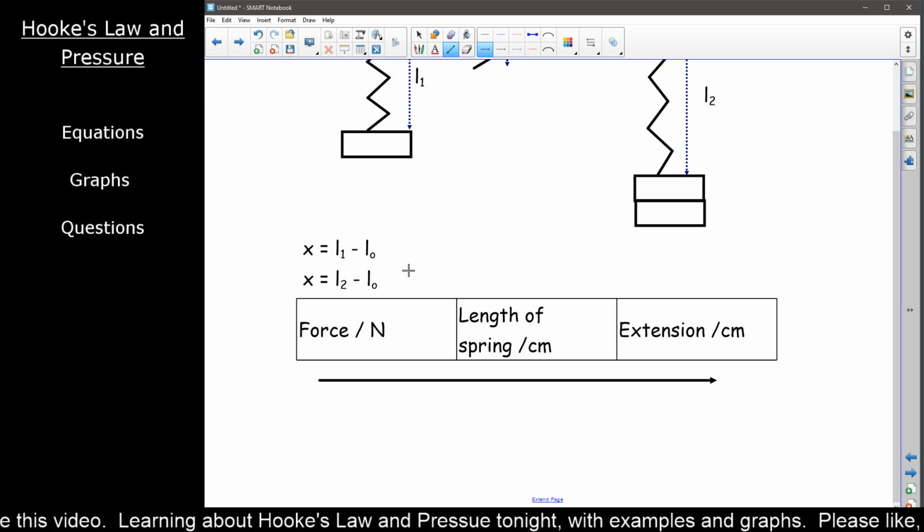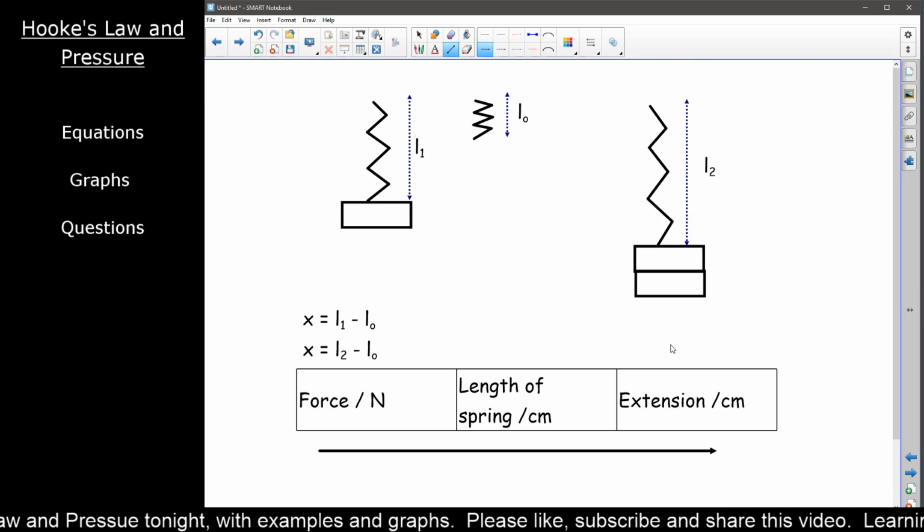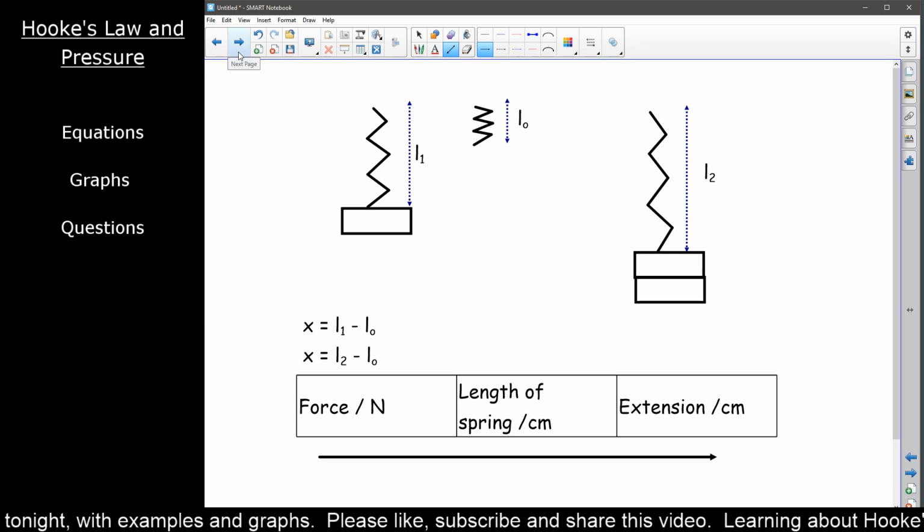Okay, you went and got a force, you added that onto your spring, you then measured the length of the spring, and you then calculated the extension. I can see that because we read from left to right on here. So that's the experiment set up, done. What do we get at the end of it?